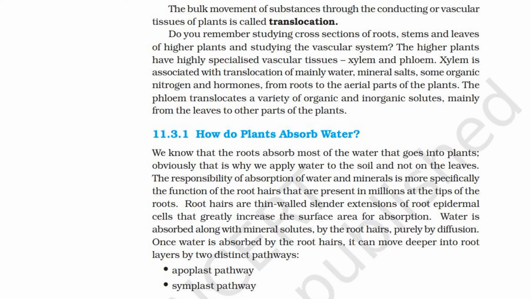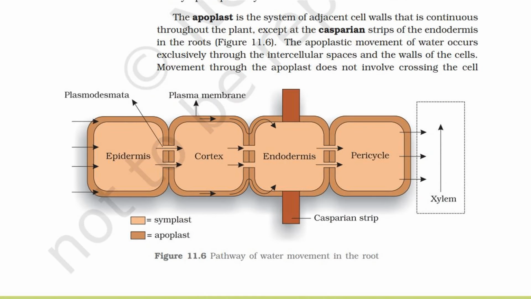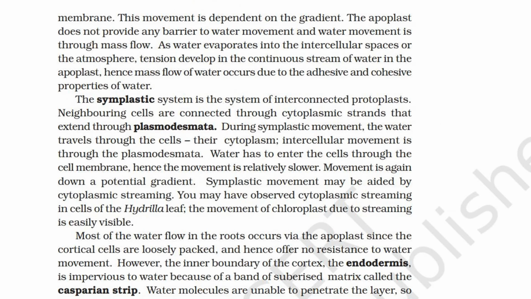Once water is absorbed by the root hairs, it can move deeper into root layers by two distinct pathways. 1. Apoplast pathway. 2. Symplast pathway. The apoplast is the system of adjacent cell walls that is continuous throughout the plant, except at the Casparian strips of the endodermis in the roots. The apoplastic movement of water occurs exclusively through the intercellular spaces and the walls of the cells. Movement through the apoplast does not involve crossing the cell membrane.